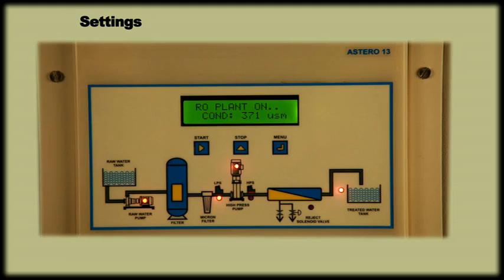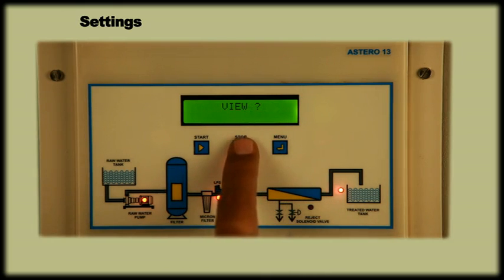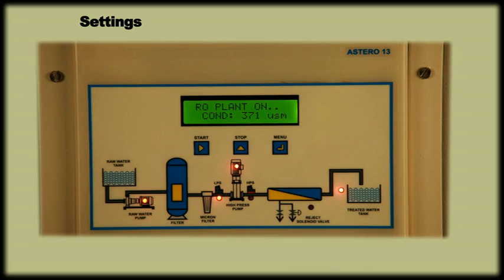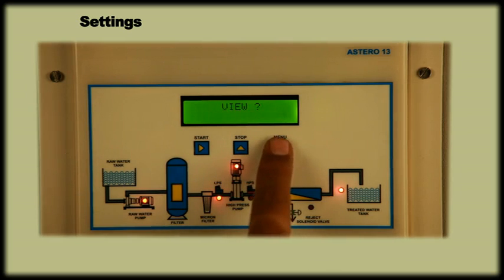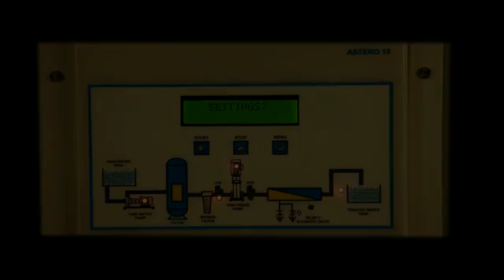Settings at the time of commissioning. These settings can be easily done by pressing the menu key and selecting settings by pressing stop key. The Astero panel is normally supplied with certain default settings. These settings can be altered based on site or customer requirements. Let us understand some important on-site settings for smooth operation of the plant and longevity.